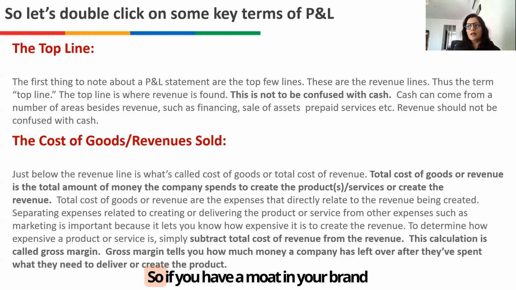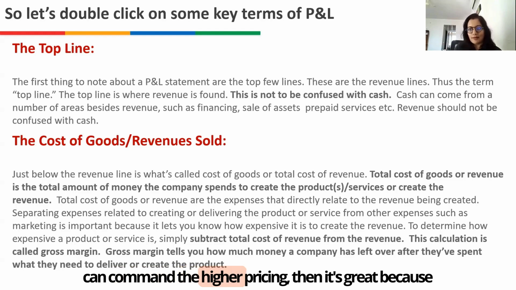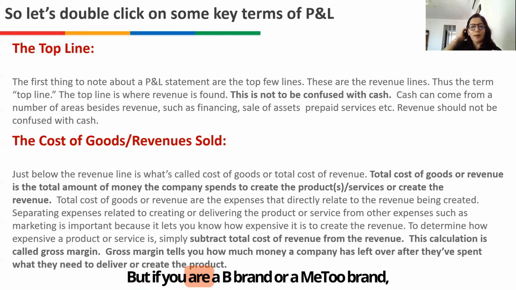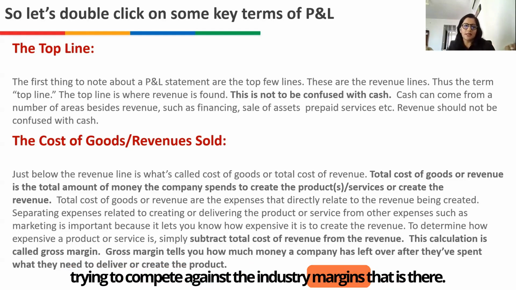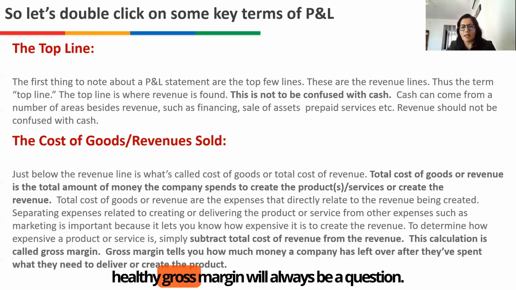If you have a moat in your brand, or a clear competitive edge, which can command higher pricing, then it's great, because then you can command the gross profit margin. But if you are a B brand, or a Me Too brand, or a new brand, you will always be trying to compete against the industry margins. So your ability to drive a healthy gross margin will always be a question.